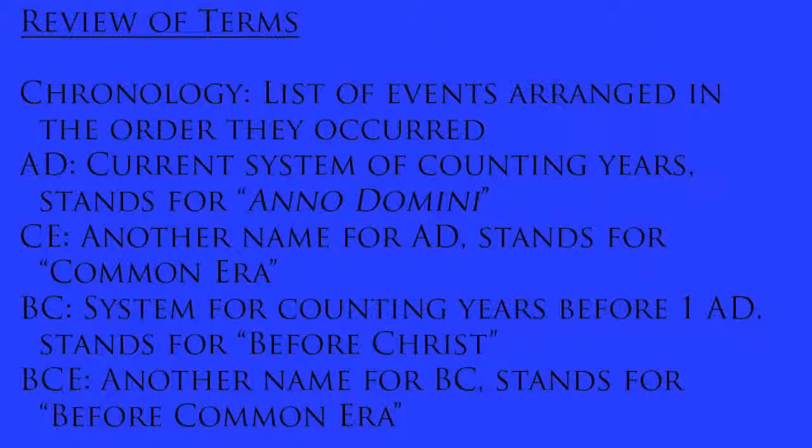CE, another name for the current system of numbering years. It stands for Common Era. BC, the system that we currently use for keeping track of the years before 1 AD. This numbering system goes backwards, so earlier years have a larger number. BC stands for Before Christ. BCE, another way to refer to the years before 1 CE. It stands for Before Common Era.